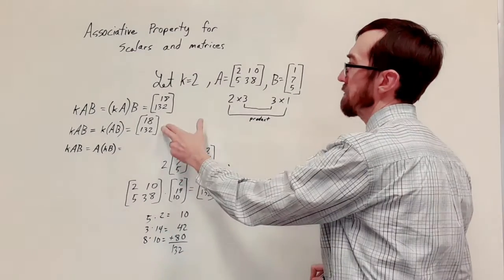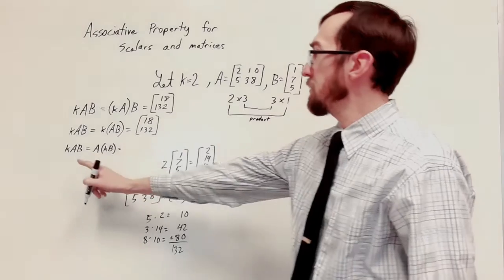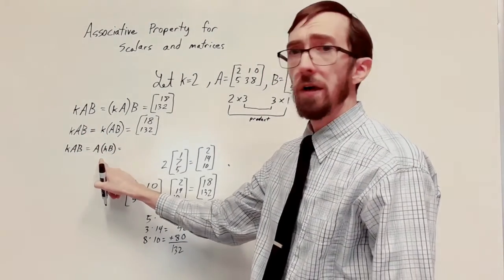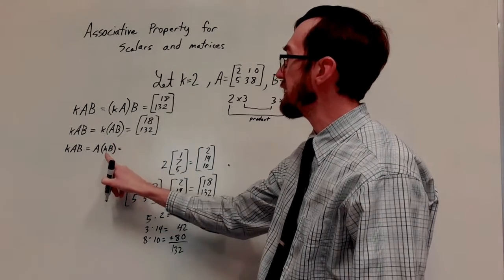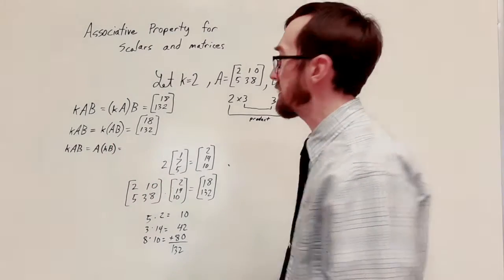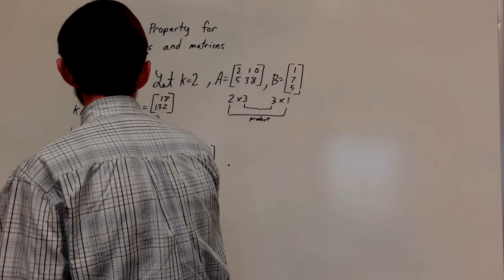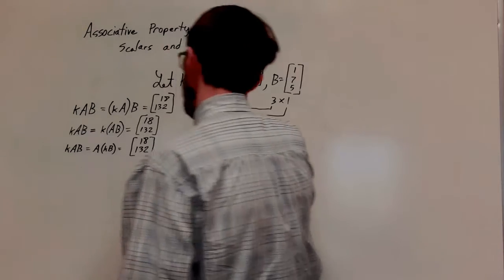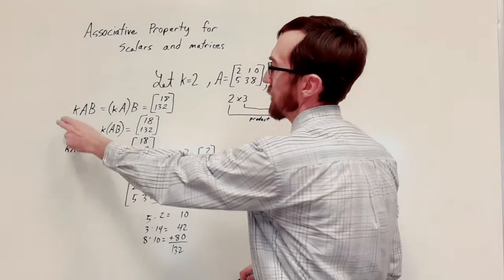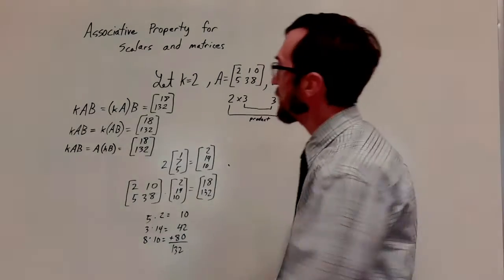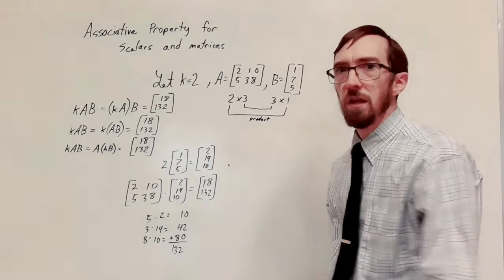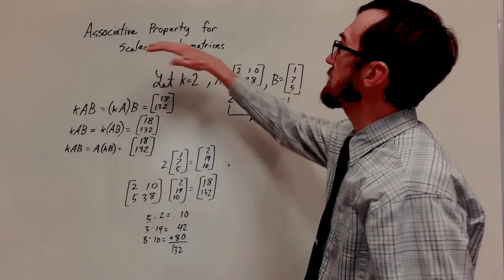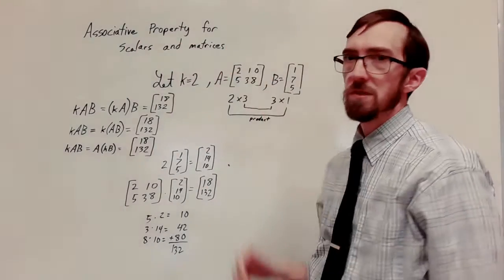This matrix is the same matrix as the other two, so even though I have commuted the scalar value and associated it with the second matrix, it still gives me the same result. So, starting with a scalar and 2 matrices, we can do either of these 3 procedures and we will get the same product. So we have looked at the associative property for scalars and matrices.